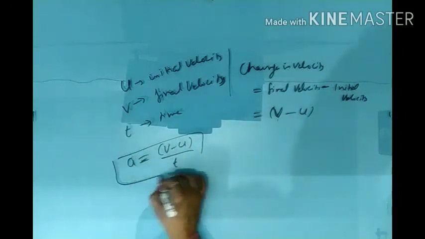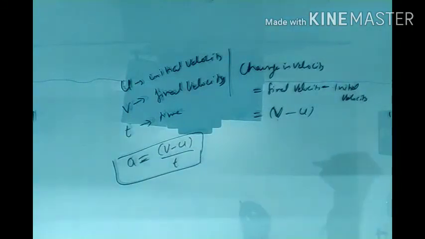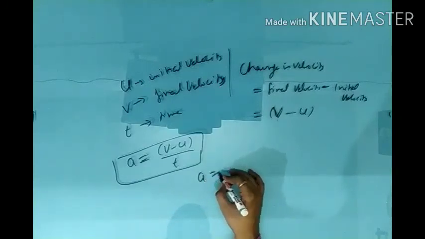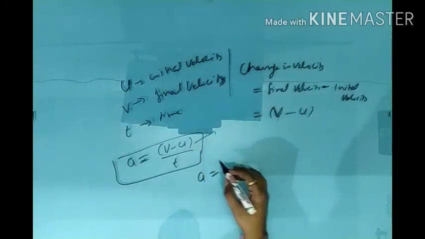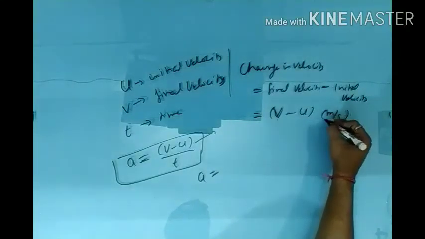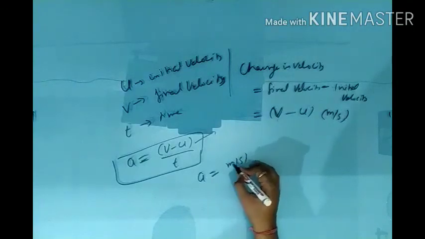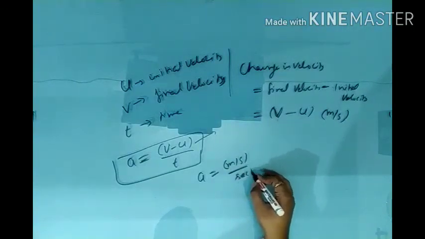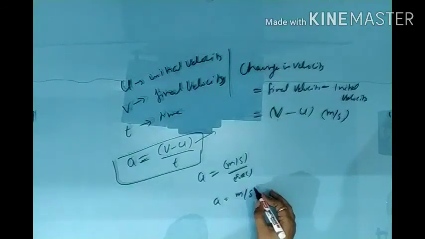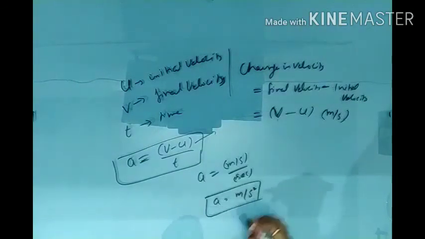Now the new formula is for acceleration. If we have to find the units of acceleration, as we know, in case of change in velocity, the units are meter per second. Meter per second divided by time, again it is second. Now units of acceleration is meter per second square. So with this we have completed our next topic, that is rate of change of velocity or acceleration.